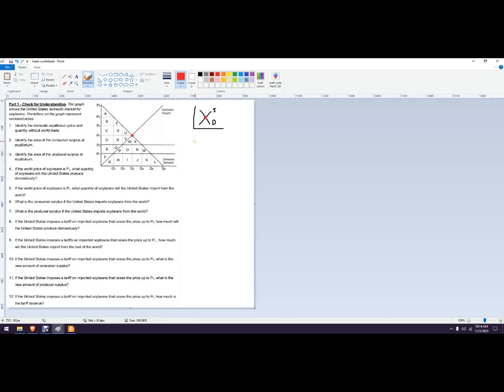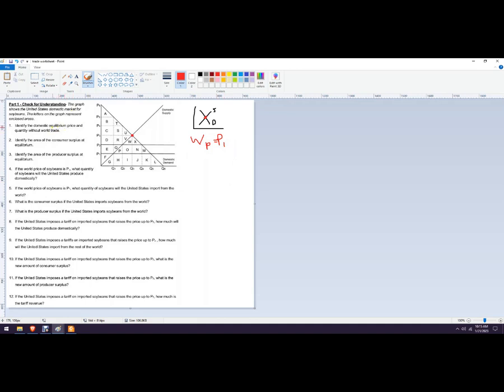The rest of the world has basically infinite supply, or a perfectly elastic supply, at whatever price you're told. It's important to think about that as the world price. They have to tell you what it is. They could give you a function too, but it's whatever price they're saying. In this problem, the world price is P1. Identify the domestic equilibrium price and quantity without world trade. They might use the word autarky. If you see the word autarky, that's what that refers to.